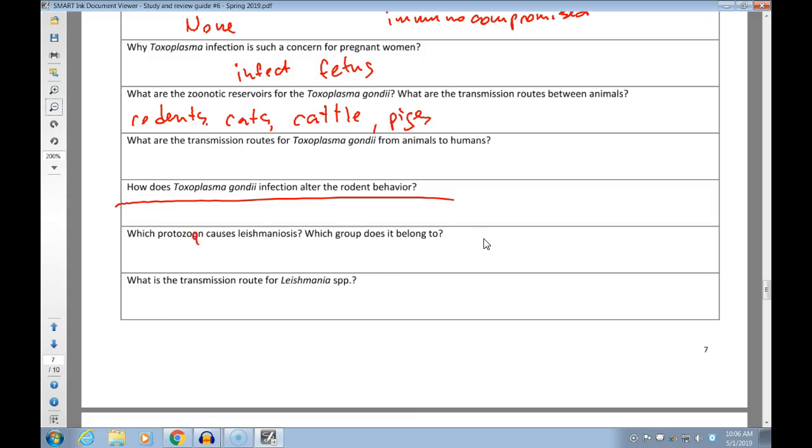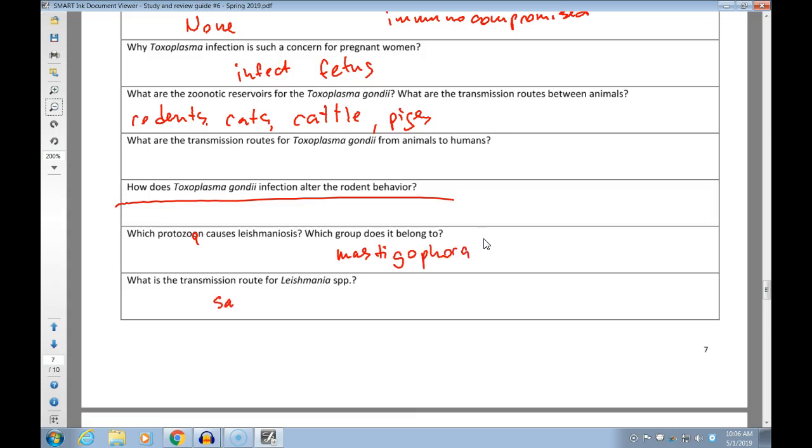Leishmaniasis, for God's sakes. Leishmania. You don't need to know species like Braziliensis or Donovani. I'm not going to ask about Panamensis. It belongs to Mastigophora. That you need to know.